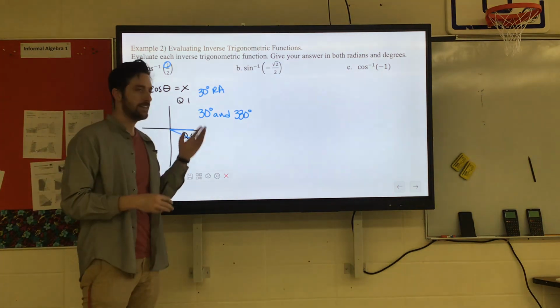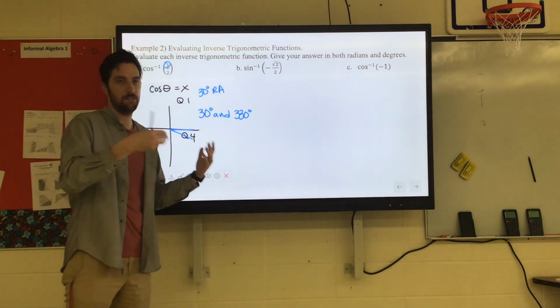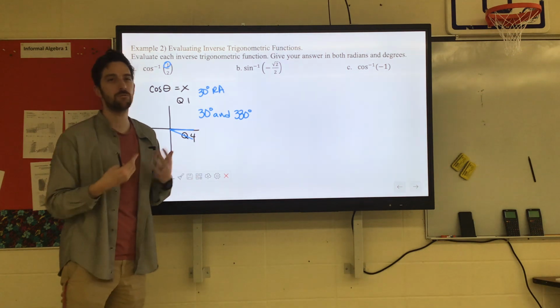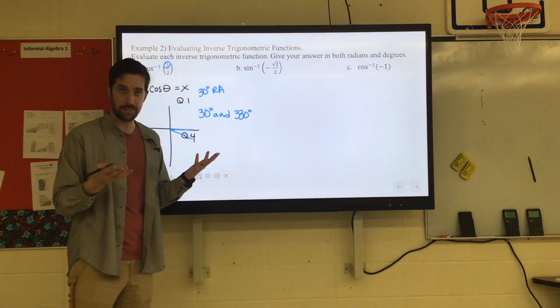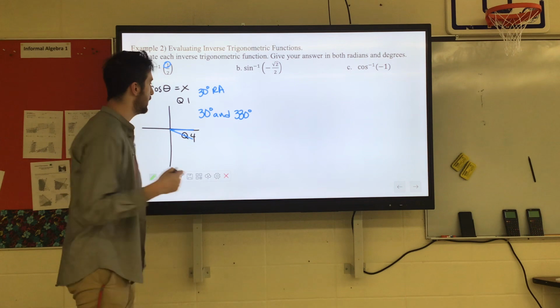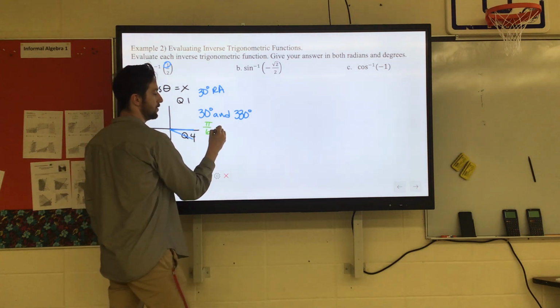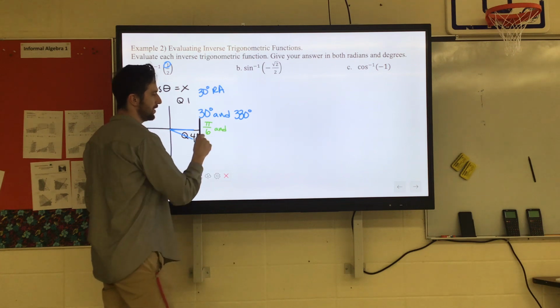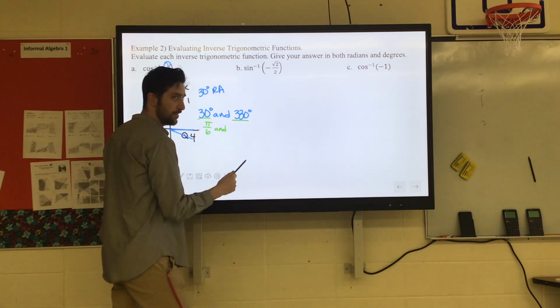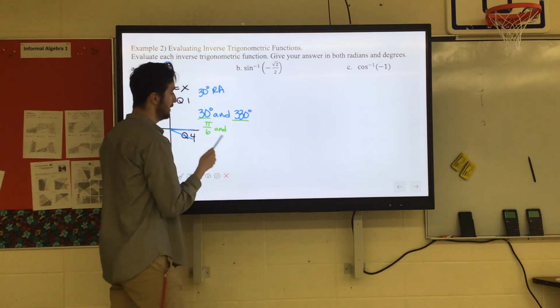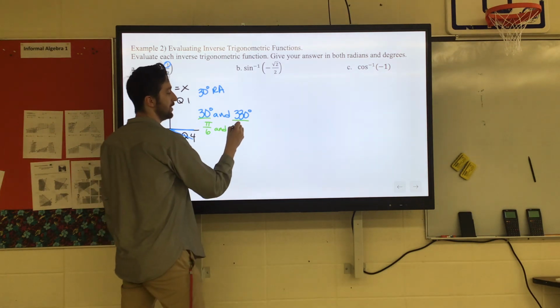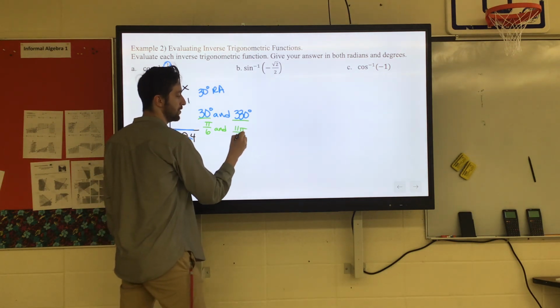Now remember, radians is always like how much of 180. So 30 goes into 180 how many times? 6 times. So it's 1/6 of 180. So 30 degrees is pi over 6. Now let's think. 30 to 330, that's times 11. So pi over 6 times 11 is 11 pi over 6.